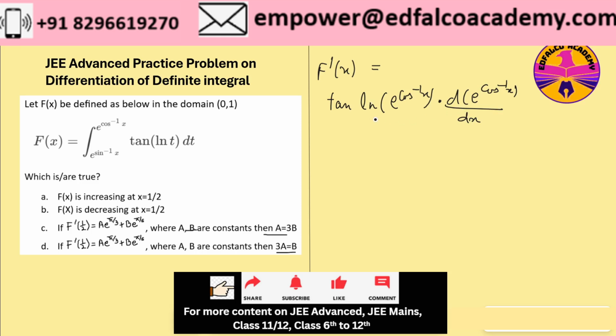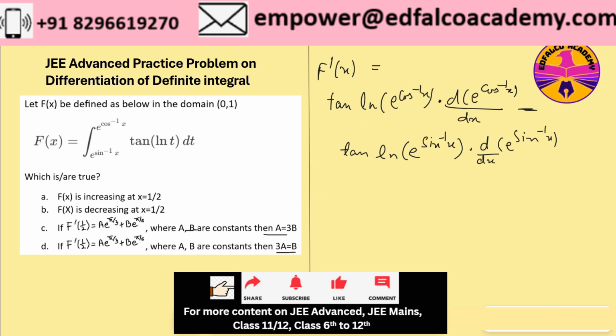This is one part, and the second part will be minus again tan of ln of, this time we will put the lower limit in place of t, so e to the power sine inverse x into d by dx of e to the power sine inverse x. So this is our function f dash x if we put the formulation of Leibniz. So now let's simplify it a little bit.